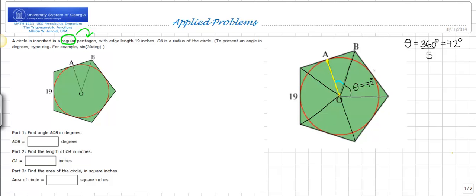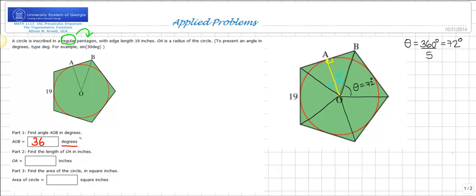Now OA drops a perpendicular, it's a point of tangency, and therefore AOB would have to be 36 degrees. Okay, these two would be equal, and total 72 degrees. Okay, so we know that angle AOB is 36 degrees. Note that we don't put the degree symbol inside. The units are already noted for us outside the box.